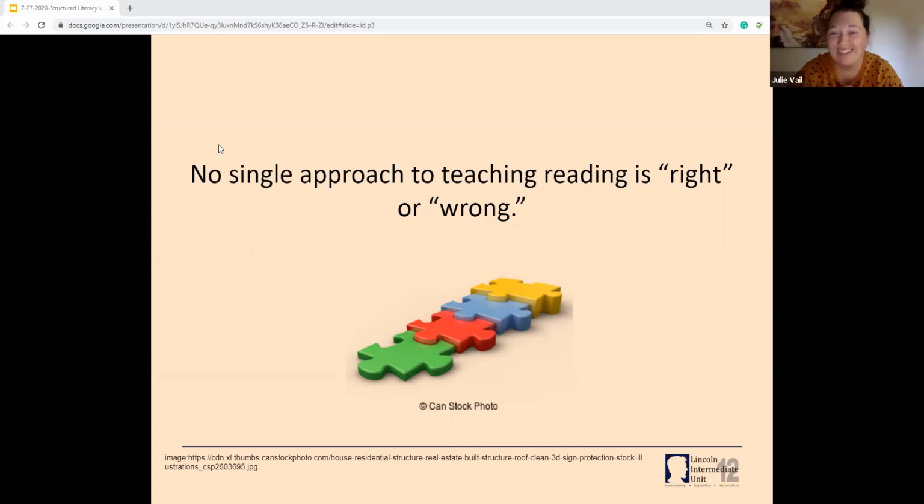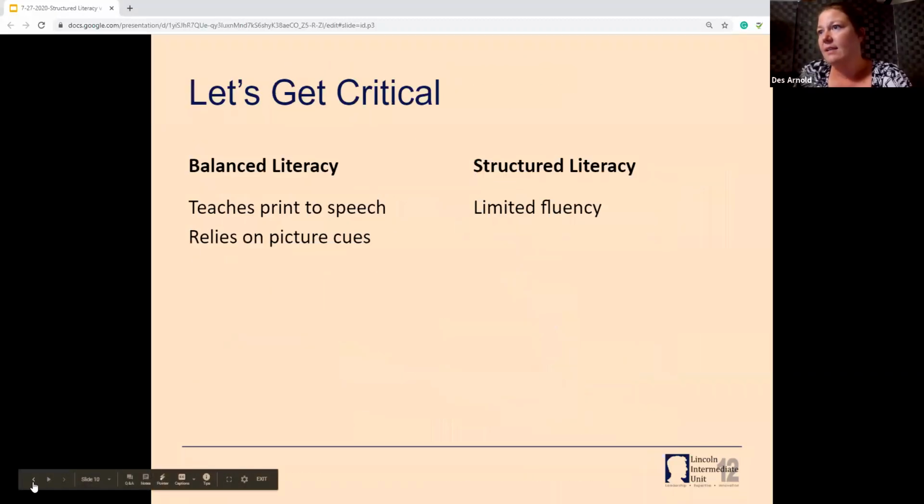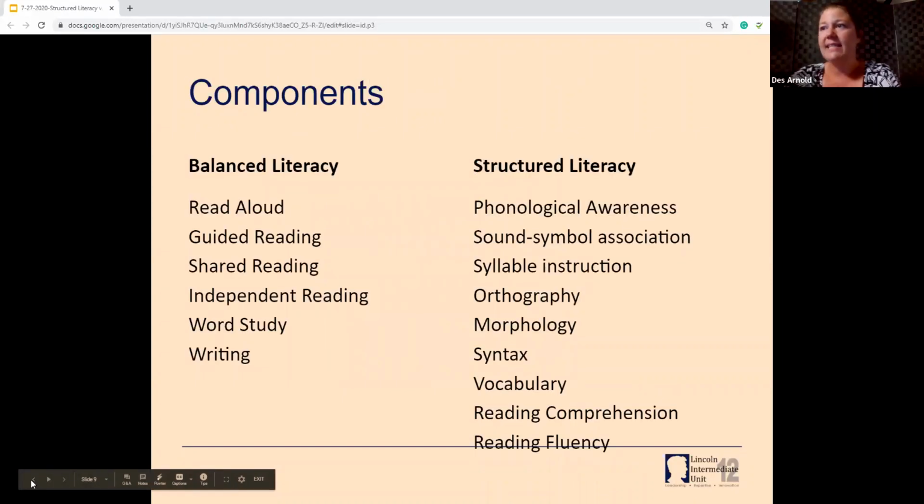I'll ask one again. How do you know if the program that you're using is structured literacy or if it's balanced literacy? So let's go back a few slides and look at these components.